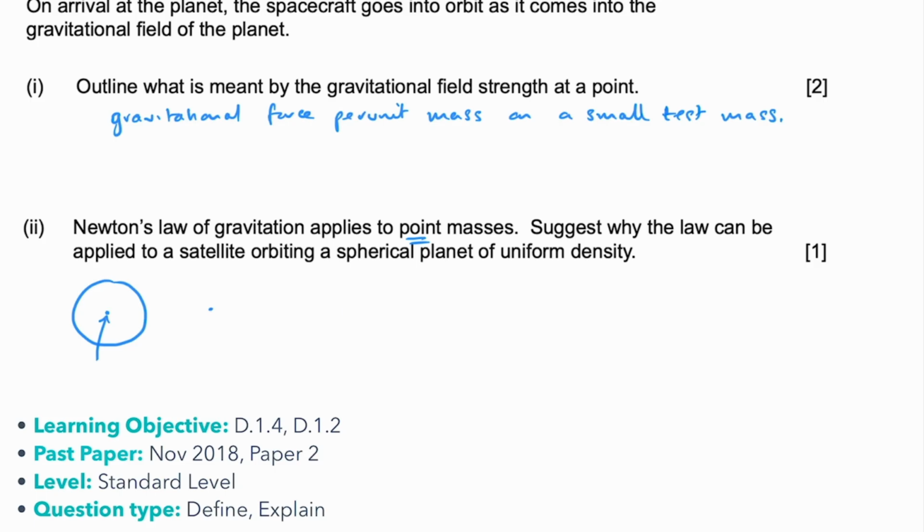This satellite, in comparison to the planet, is absolutely teeny tiny. Do you think that the gravitational field created by this satellite has any effect really on that of the planet? Well, no. So in which case we can call this a test mass. It's in orbit a distance of r away from the centre of the planet.